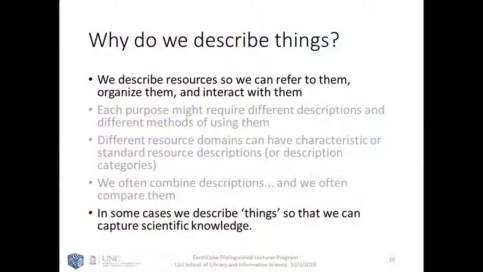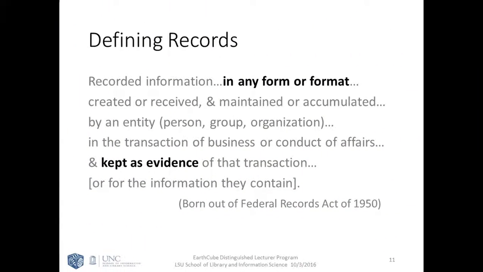But there's a bunch of different reasons for why we describe things. And I use this when I teach about organization of information. Some of these aren't necessarily relevant, but there are a wide variety of reasons why I might describe something. We often describe them so we can refer to them or interact with them in some way. But in some cases, we describe them so we can capture that scientific knowledge about them and create a scientific record. And the record in the archival definition can be in any form or format, and it's something that we keep as evidence.